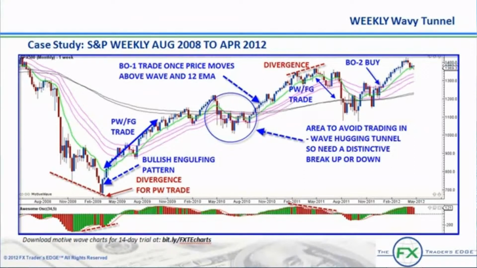The wave lines up with the tunnel and finally crosses it, giving way to a breakout 1 trade once price moves above the wave and the 12 EMA. At the next peak in the market, we have divergence again, and the market is ripe for a PWFG trade back down to the tunnel. Finally, the breakout 2 trade materializes once price trades above the 12 EMA and the wave itself.